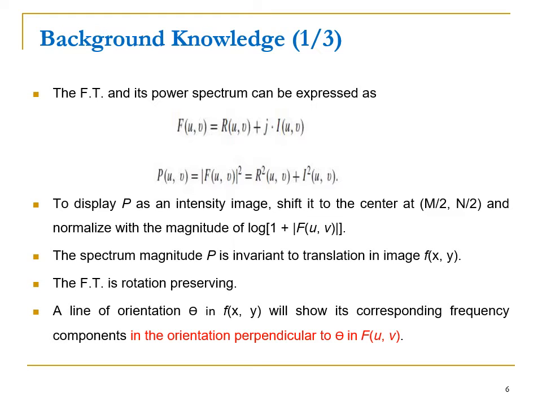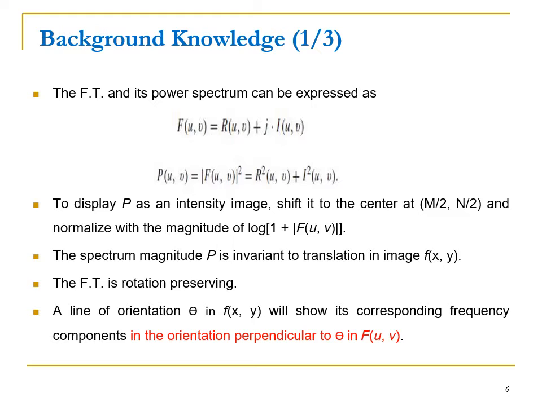Okay, and so now we go through some background. As we all know, the Fourier transform is a complex quantity in general, so F is equal to R plus jI, and then the power spectrum will be represented by capital P. It is the square of the magnitude spectrum, and to display P as an intensity image, we shift it to the center of the image, M/2, N/2, and then normalize it with the magnitude of log(1 + |F|).